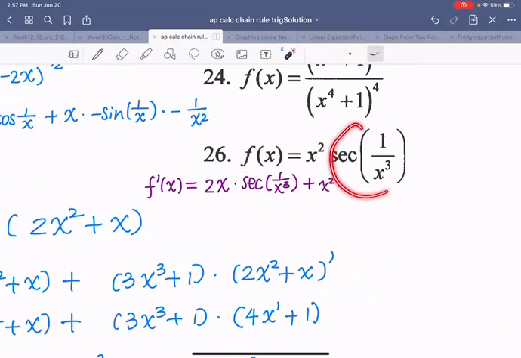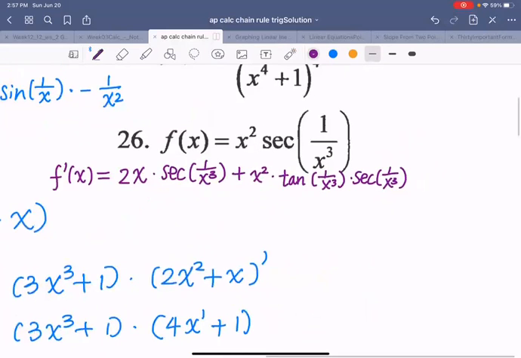And then this guy's derivative. Second derivative is tangent times secant. So tangent times secant. Is this finished? No, you only finish up to this layer. You haven't done this inner layer yet. Who is this guy's derivative? 1 over x to the power 3 is x to the power negative 3. That guy's derivative is negative 3 times x to the power negative 3 minus 1. Okay, so the final answer is here.